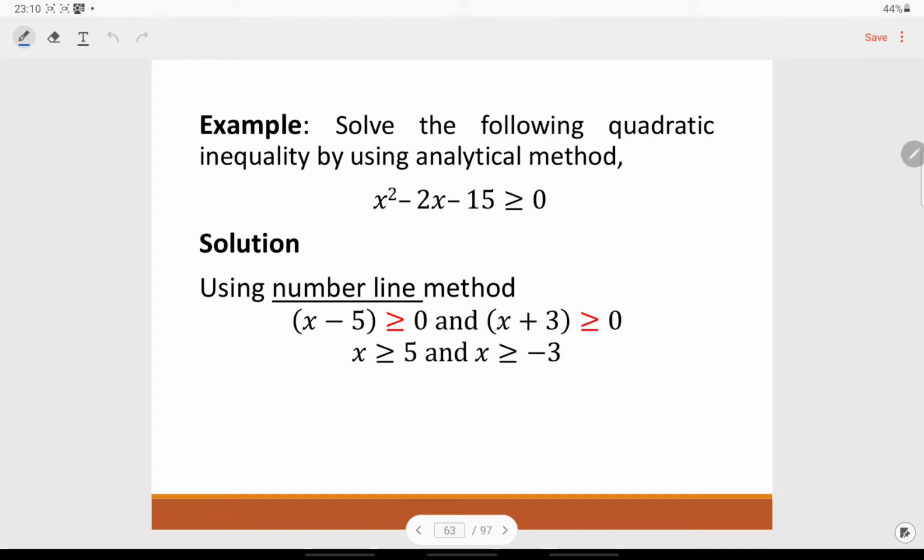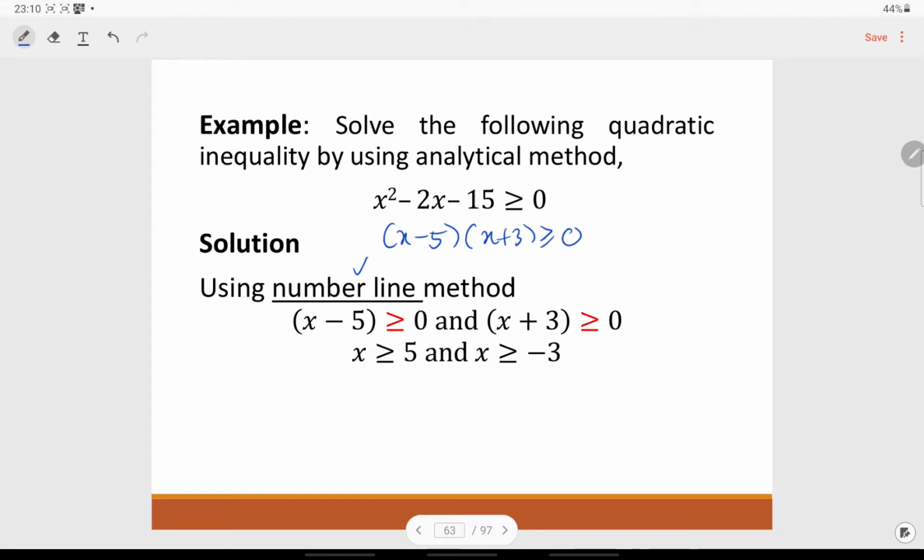Solve the following quadratic inequality by using the analytical method. Not using the graphical method, but using the analytical method. So we use the second approach, which is the number line. For the number line method, again, you need to factorize the quadratic expression. So it becomes (x minus 5)(x plus 3) greater than or equal to 0.